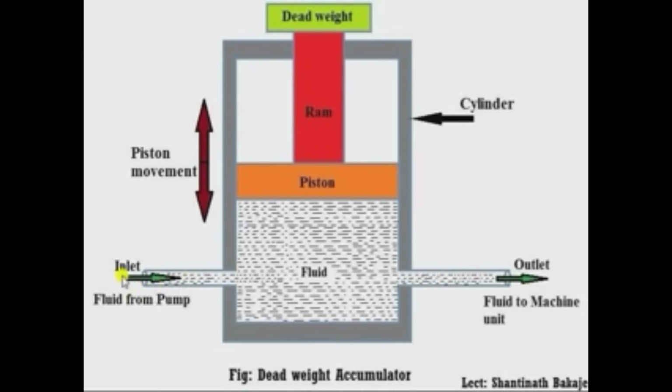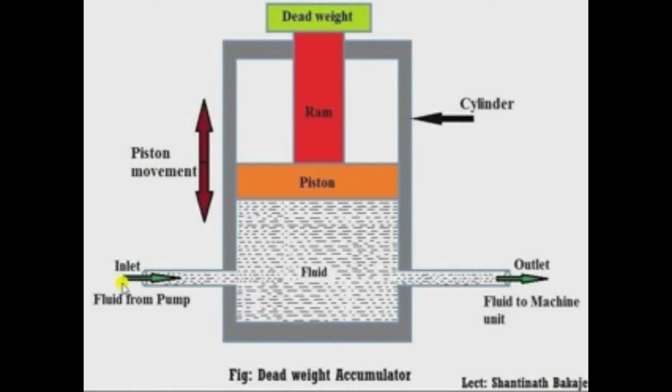The inlet of the cylinder is connected to the pump, which continuously supplies fluid into the cylinder. The outlet of the cylinder is connected directly to the machine unit to do some useful work. At the beginning, the piston is at the lowermost position. So this is the lowermost position of the piston.